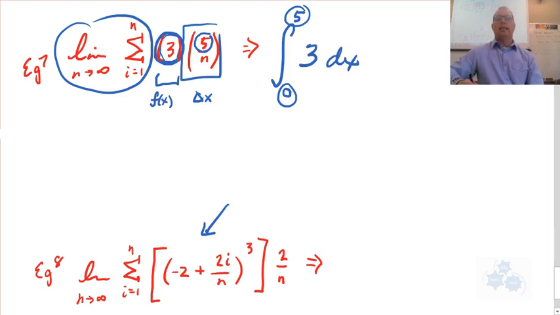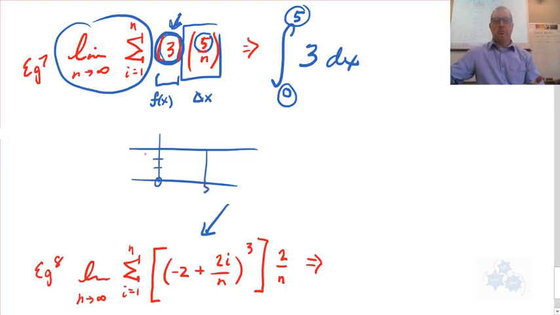Now, I said I would come back to the limits of integration. Because there's no x in here, if you were to graph this, it is y equals 3, right? And so from 0 to 5, that's going to be the exact same as -1 to 4, or the exact same as from 5 to 10.